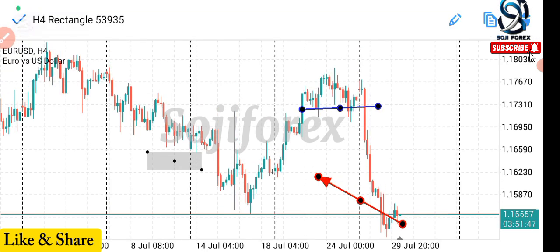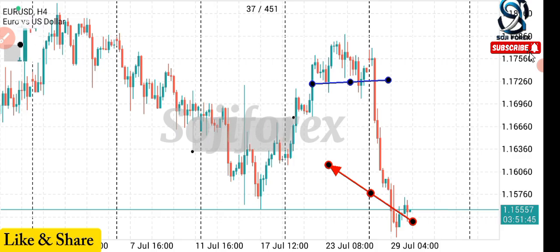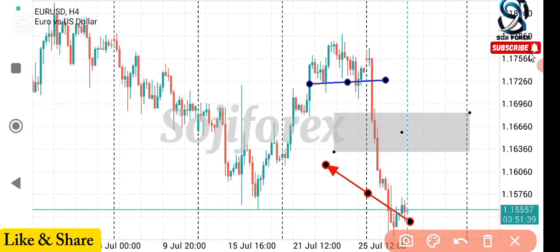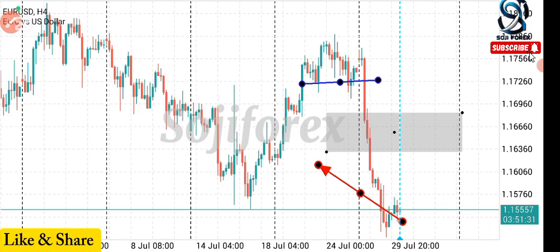So let me pick up my square. This is my square now, and I want to go and mark my zone. First, I want to mark my order block. But for my analysis, I realized that my smart money cube covers both my order blocks and everything. So I will pick up this.